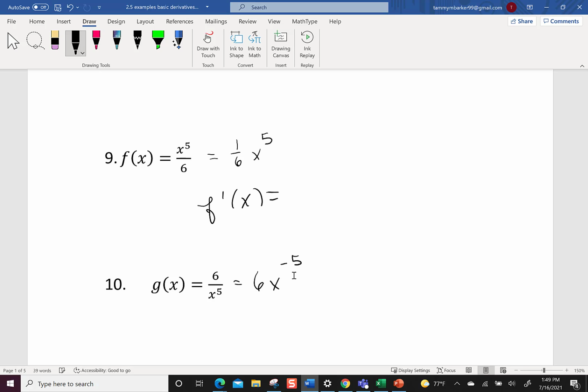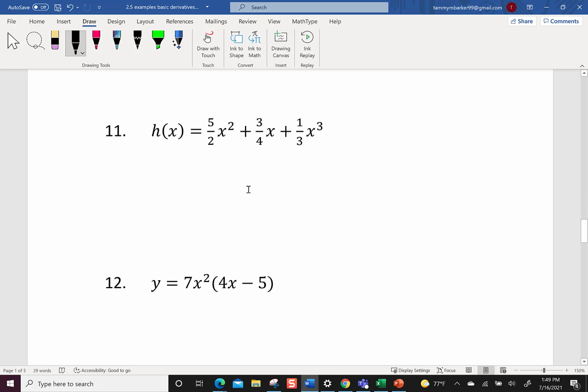Let's go ahead and do those derivatives. From 1/6 x to the 5th, I bring the 5 down, which is 5 over 6. I have x. 5 drops 1 to 4. For g prime, the negative 5 comes down, which is negative 30. I have x. When I subtract 1, it's negative 6.